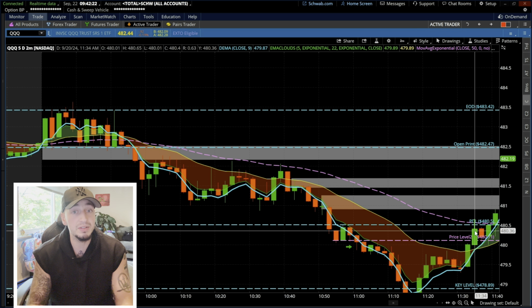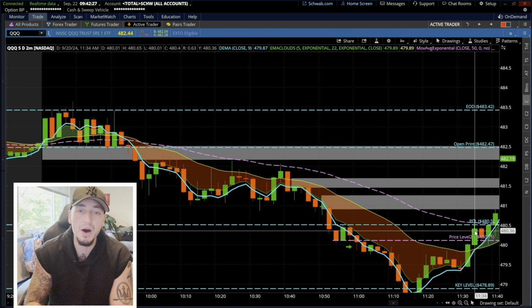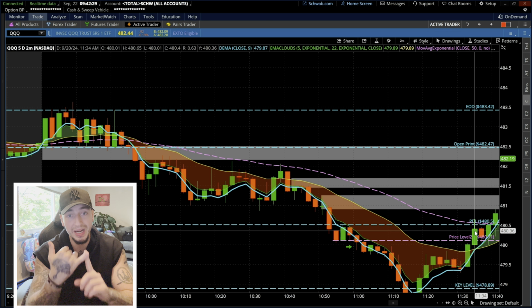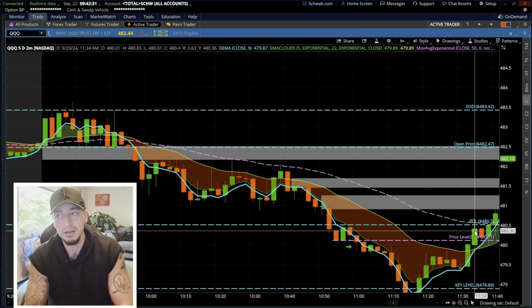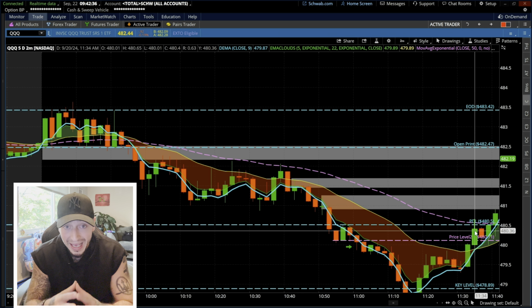Once again, does it work every single time? Absolutely not. But this is one of the best ways I've found to identify either strength with trend or the trend reversing, right? And it's a very good way because it gives you very low managed risk, right?